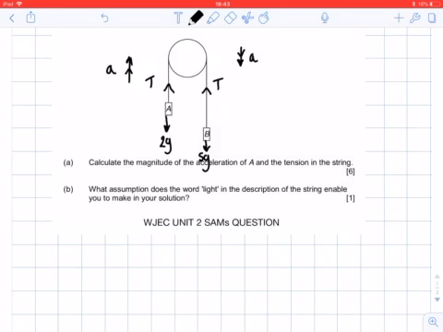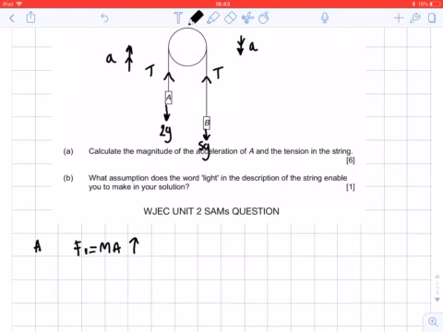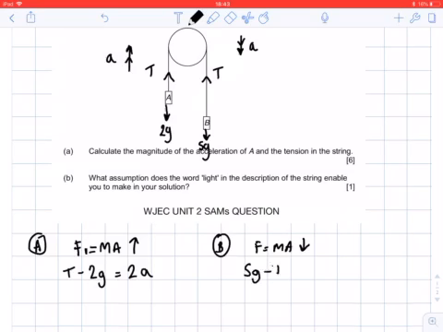Now all we need to do is apply F equals ma. If I look at the side to the left, so if I inspect A and apply F equals ma in the direction of motion, which is upwards, I'm going to get an equation that is T minus 2g is equal to 2a. If I now look at B on the right hand side and I apply F equals ma downwards, in the direction of motion again, then we have 5g minus T is equal to 5a.